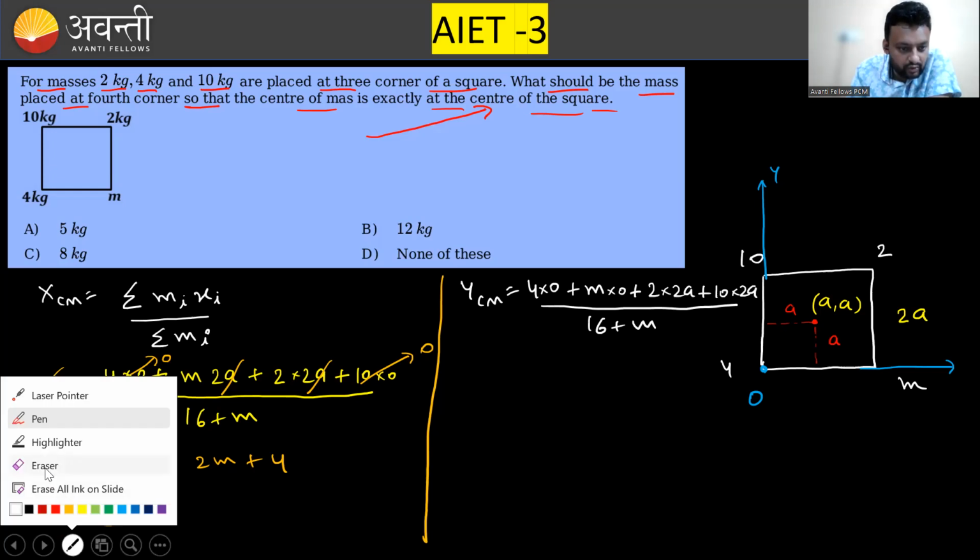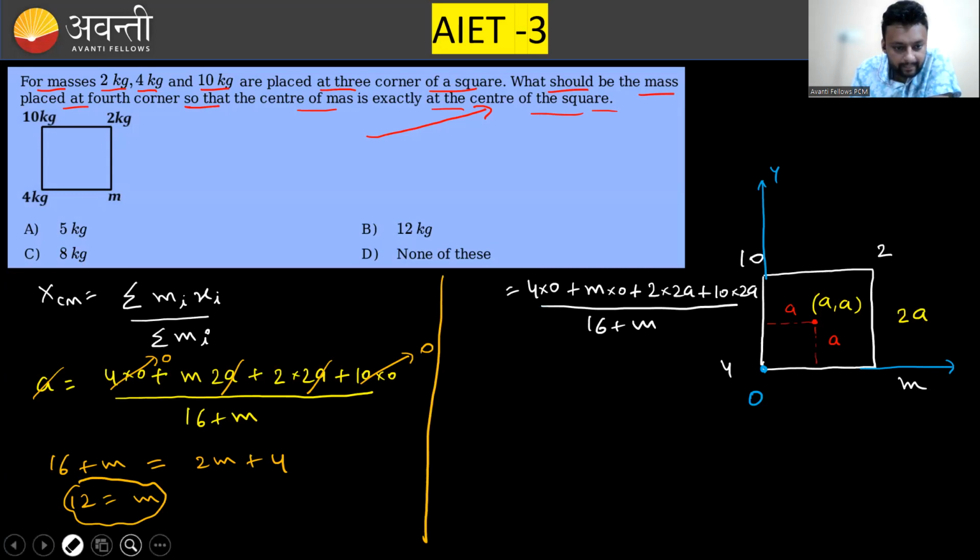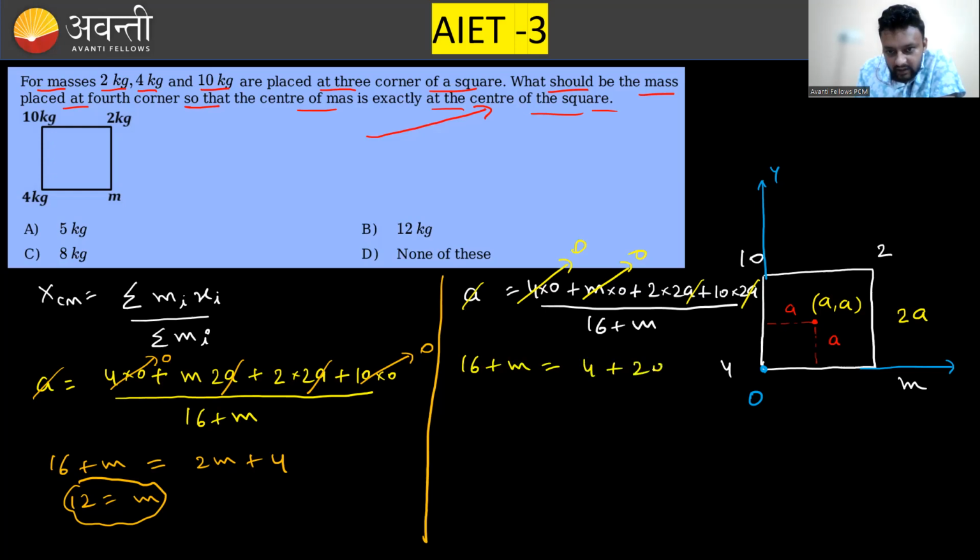And this y coordinate is also a. So you can write here a. I hope you are getting my point. Again, you can see this is 0, this is 0. A can be cancelled. So 16 plus m is equal to 4 plus 20. Is it clear? Yes. So m is equal to 24 minus 16, that is 8 kg.